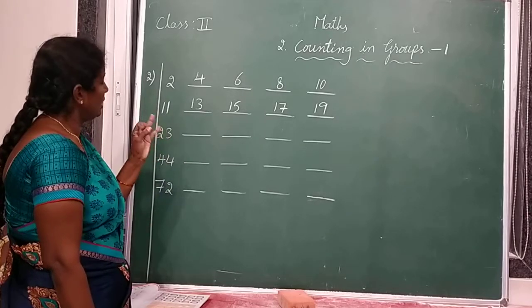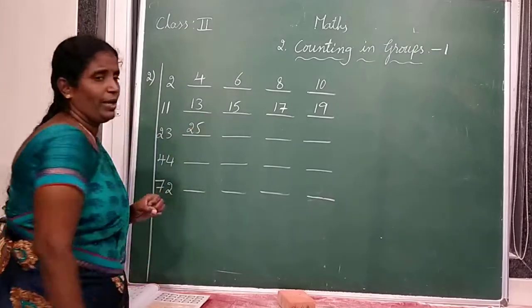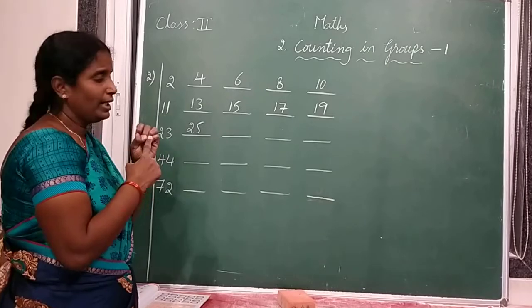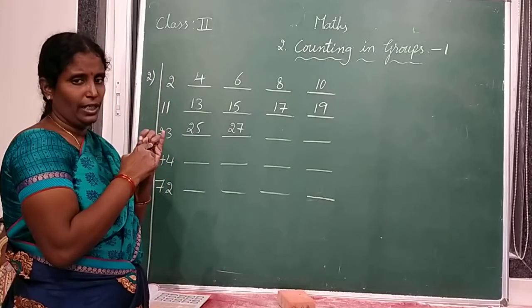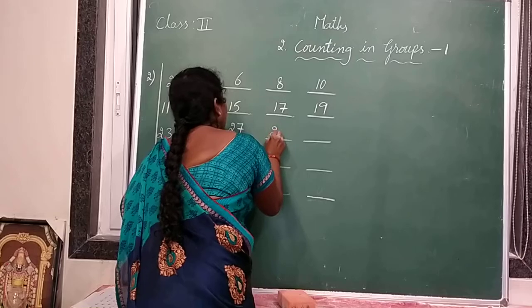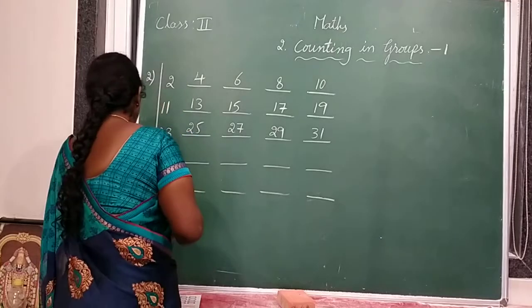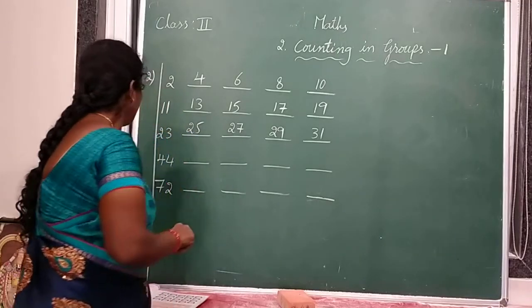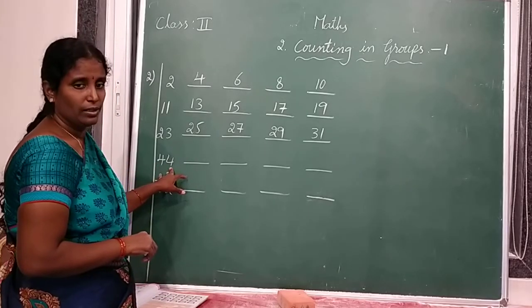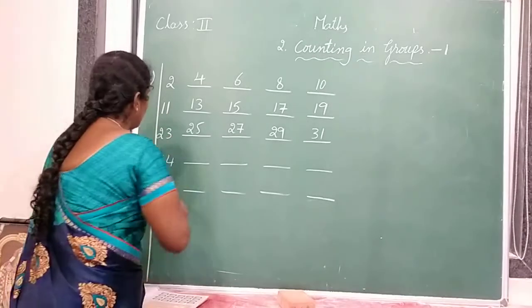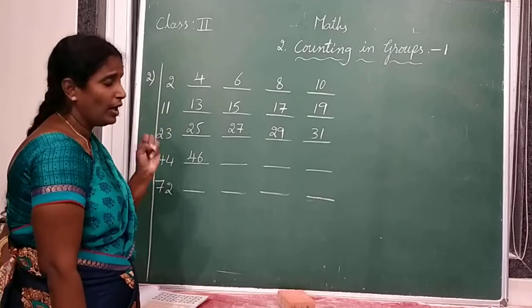23 now it is. 23 after 24, 25. After 25 is 26, 27. After 27 is 28, 29. So 29. After that 31. Next 44. After 44 is 45, 46. Next 47, 48.